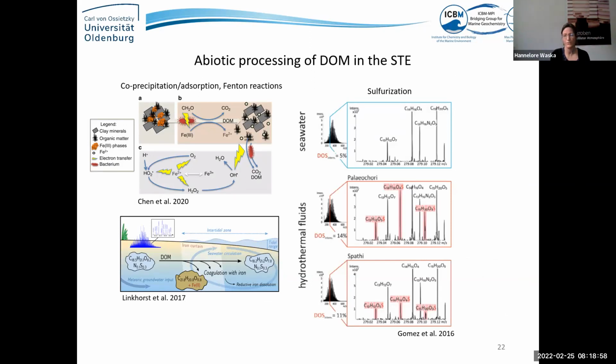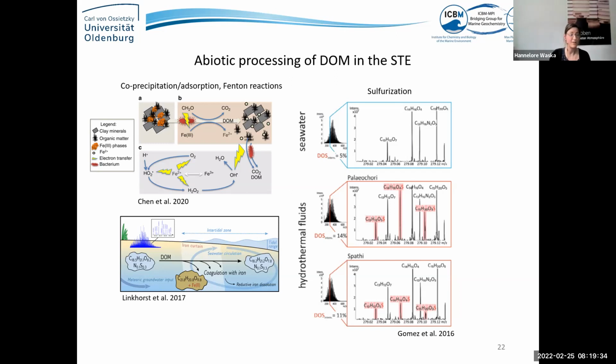If we want to look at processing of dissolved organic matter, I would say roughly we have two main chapters. One is abiotic processing. One possibility is co-precipitation and adsorption with iron minerals. In a proof of concept study, we saw that we can coagulate specific dissolved organic matter fractions with iron and keep them in the solid phase. We don't know for how long, because we have very dynamic redox cycling. It's possible that it's released again, but it is some sort of transient storage.